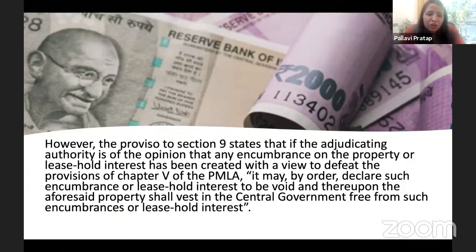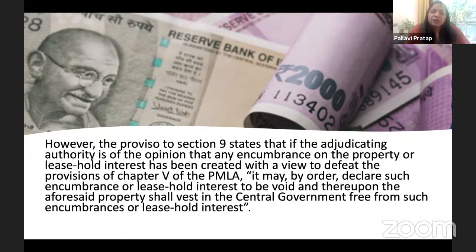Coming back to Section 9, however, the proviso to Section 9 states that if the adjudicating authority is of the opinion that any encumbrance on the property or leasehold interest has been created with a view to defeat the provisions of Chapter 5 of the PMLA, it may by order declare such encumbrance or leasehold interest to be void, and thereupon the aforesaid property shall vest in the central government free from such encumbrances or leasehold interest. Now, this is a very popular argument as far as Section 9 is concerned, that the prosecution typically has, saying that it may by order declare such encumbrance or leasehold interest to be void, and thereupon the aforesaid property shall vest in the central government.